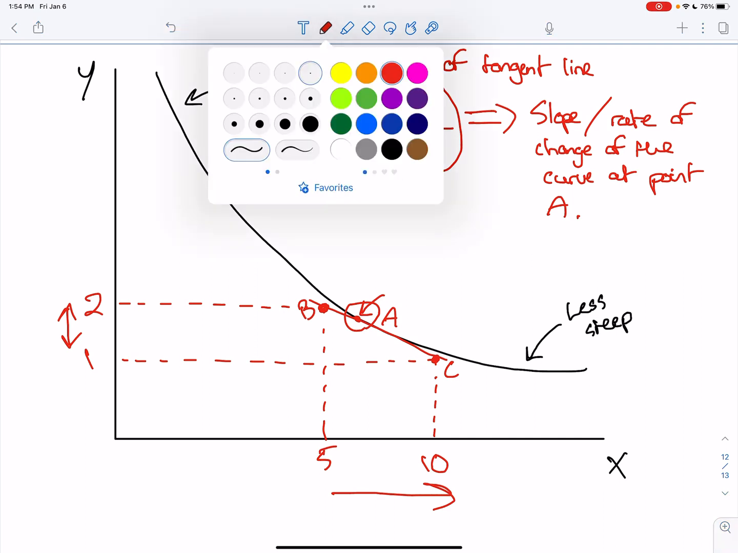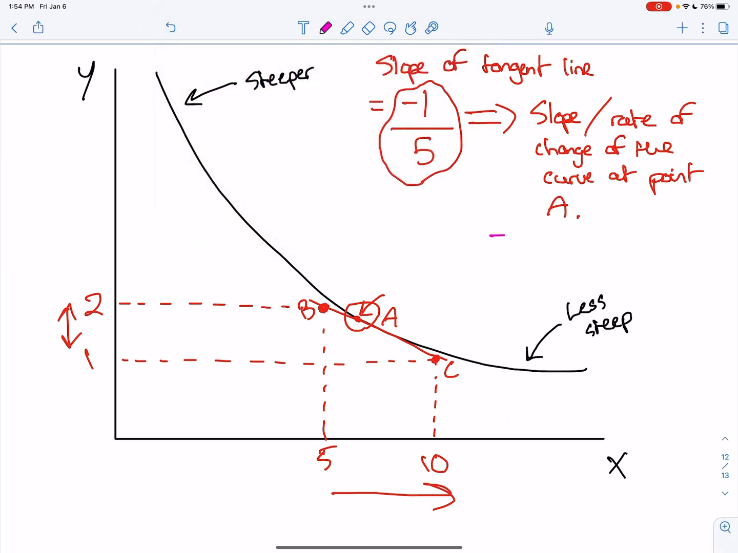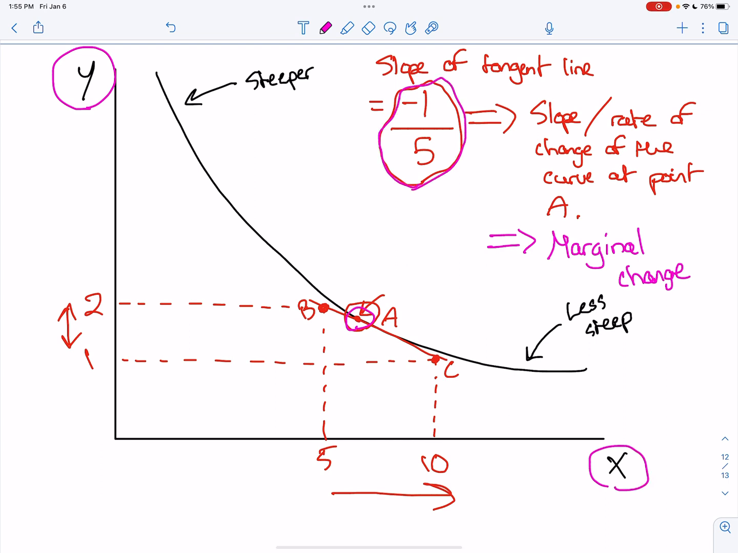Okay? Now, economists have a kind of fancy word for this idea, this idea of the rate of change on a curve at a certain point, which is the marginal change. Okay? The marginal change in y at point A, given some change in x, is negative 1 over 5 in economics speak. All right? So what does this actually mean?